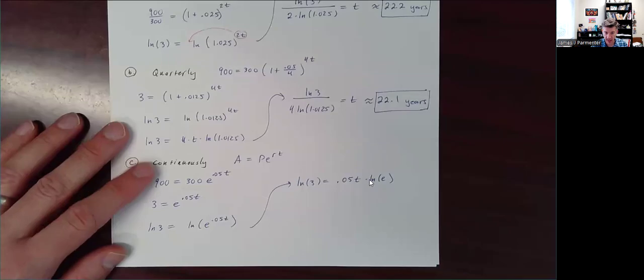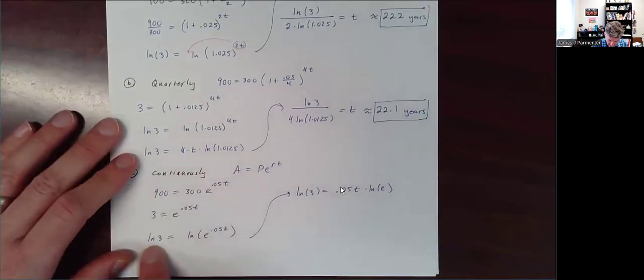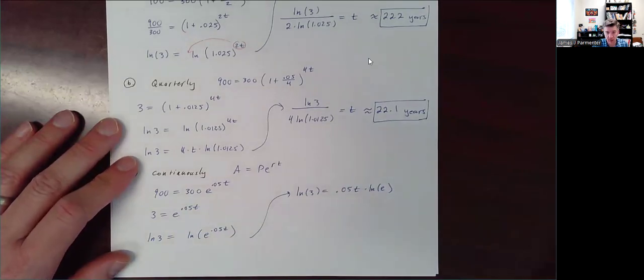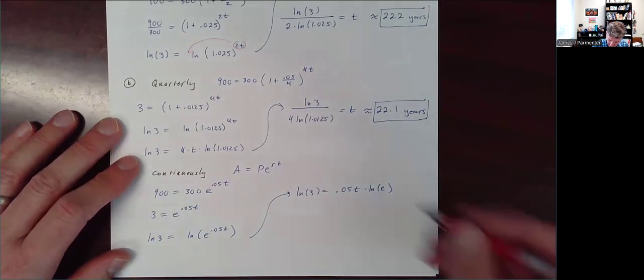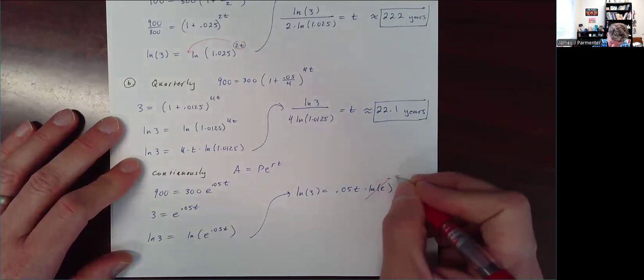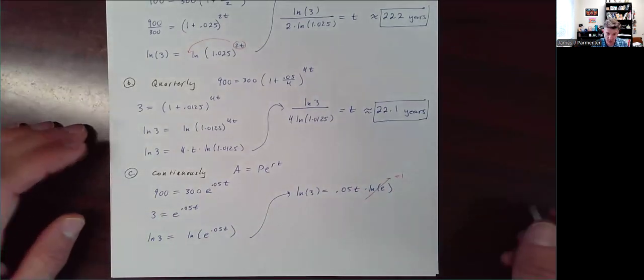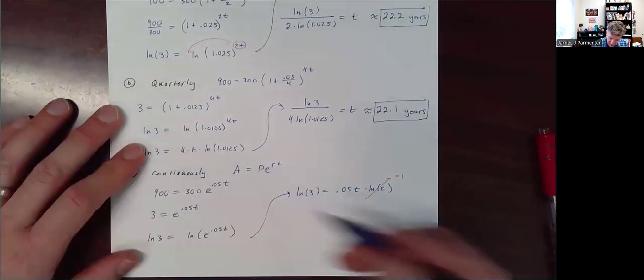So what I was saying is, in this equation here, natural log of 3 equals the natural log of e to the 0.05t. I brought down the 0.05t and said natural log of 3 equals 0.05t times natural log of e. And then it's really, really important to remember that the natural log of e is equal to 1, just like log base 5 of 5 is equal to 1, just like log base 7 of 7 is equal to 1. So then we can just solve for t by dividing by 0.05.